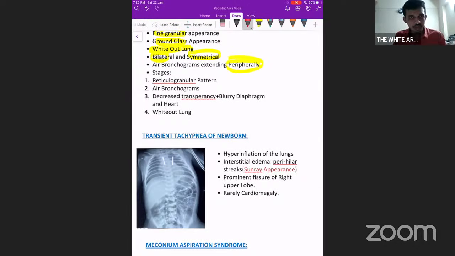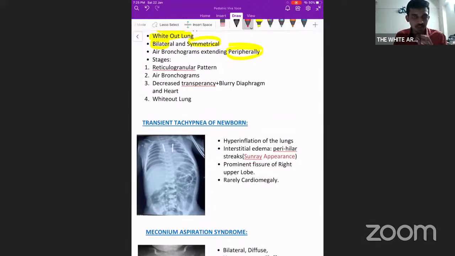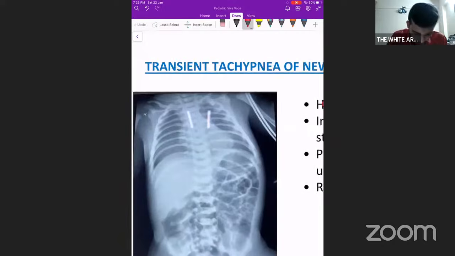If this transition doesn't happen smoothly, some amount of fluid is still left within the lungs, and some amount will be pushed out. That will lead to collection of fluid in the interstitium, correct? The fluid left in the lungs might cause obstruction, which will lead to hyperinflation of the lungs. Next, there will be interstitial edema because of the fluid, and you will get the classical sun-ray appearance. The interstitial edema becomes prominent, so you will have this sun-ray appearance as you see over here.